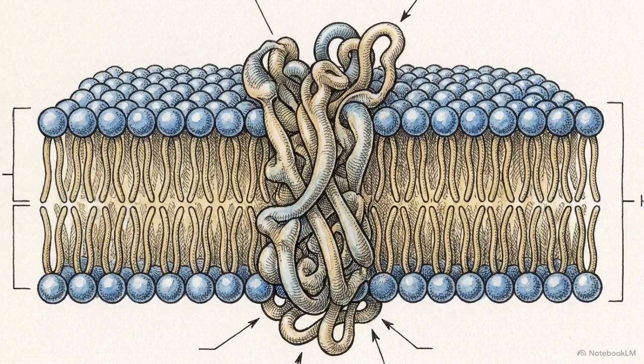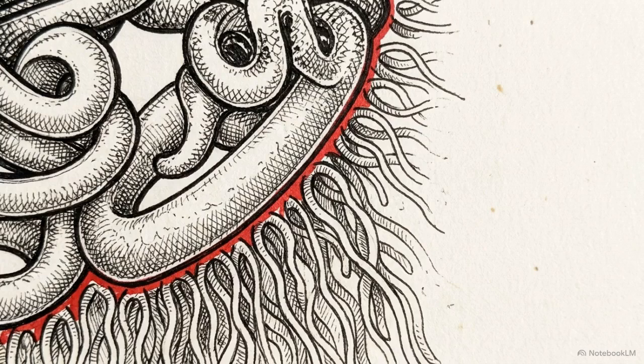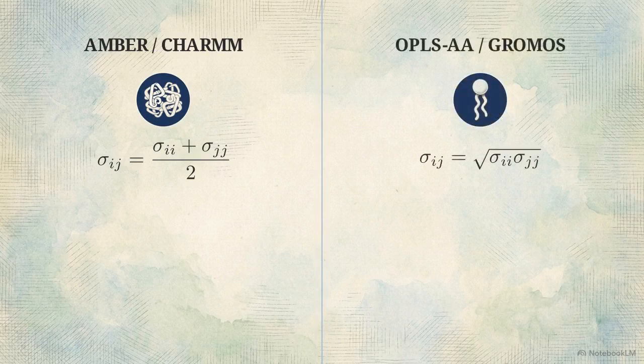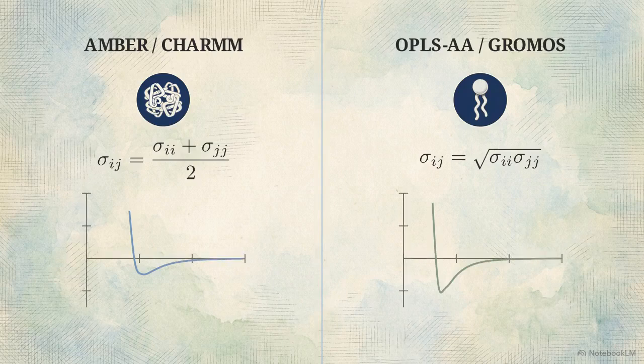Next, we surround our protein with a lipid bilayer, observing how the transmembrane domain physically inserts into the membrane environment. This creates an immediate mathematical friction point. Different force field families calculate the physical collisions between atoms using entirely distinct Lennard-Jones combining rules. Amber uses the Lorentz-Berthelot arithmetic rule for collision diameters, while OPLS-AA uses a geometric mean. These create distinct potential energy wells.